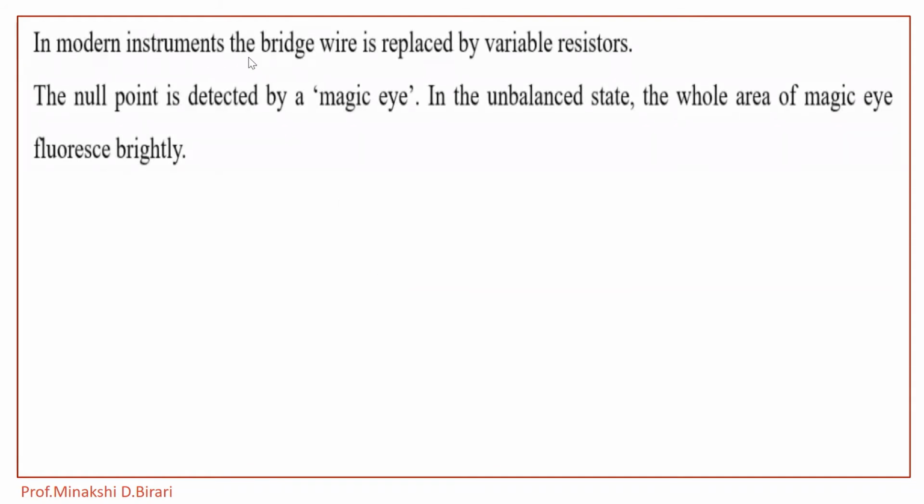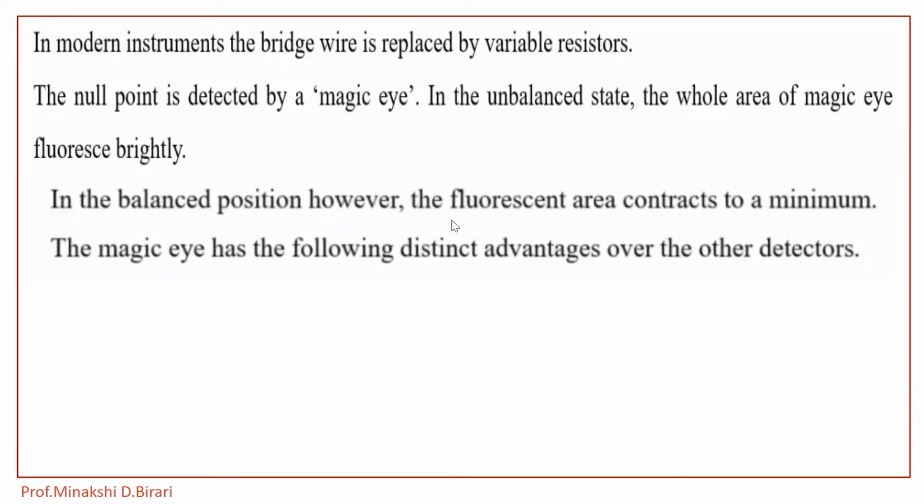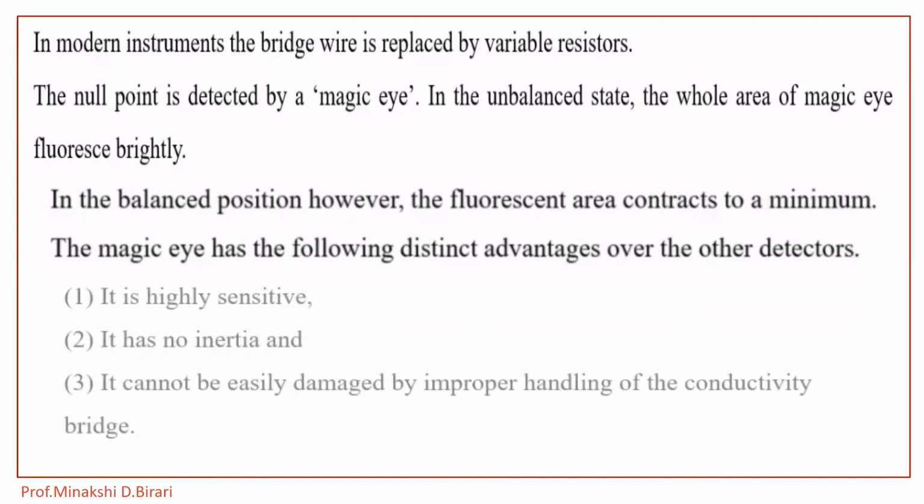In modern instruments, the bridge wire is replaced by variable resistors. The null point is detected by a magic eye. In the unbalanced state, the whole area of the magic eye fluoresces brightly. In the balanced position, however, the fluorescent area contracts to a minimum, and the magic eye has a number of distinct advantages over other detectors. So what are the advantages of the magic eye?